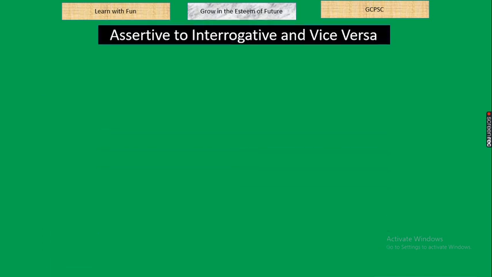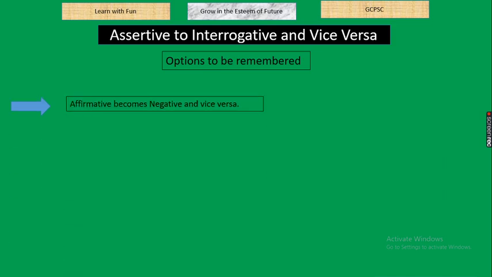As our task is assertive to interrogative and vice versa, what are the points to be remembered while doing this? The very first one is that an affirmative sentence becomes negative and vice versa. While changing sentences into interrogative, we are to keep in mind that an affirmative sentence will become a negative interrogative and a negative sentence will become an affirmative interrogative.